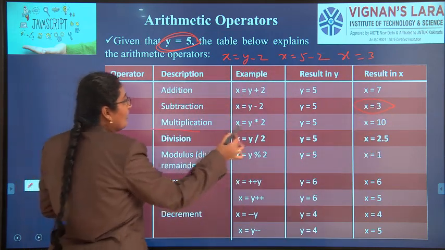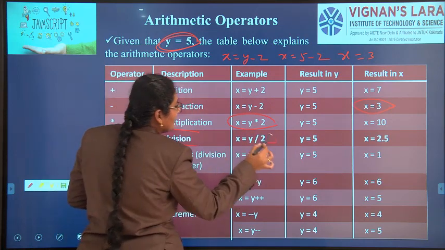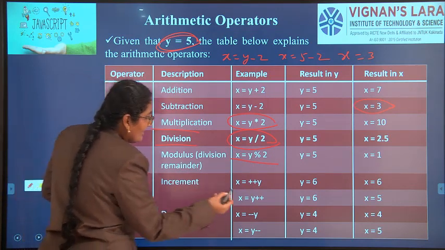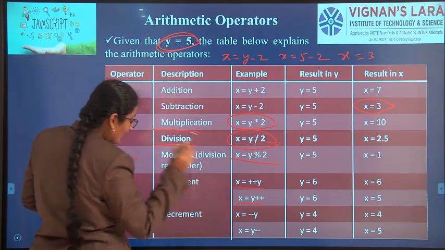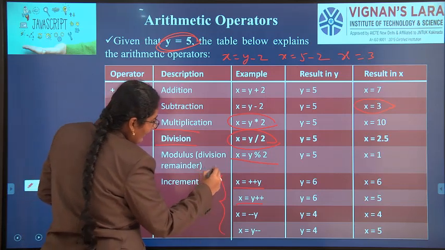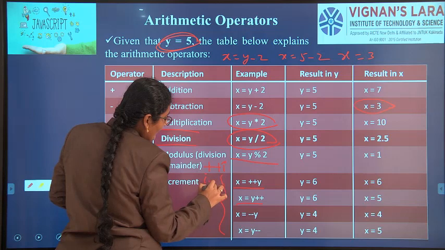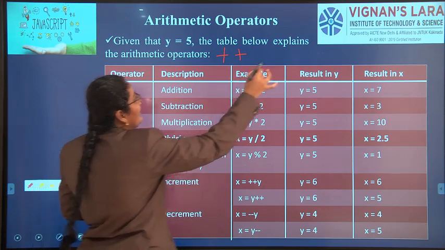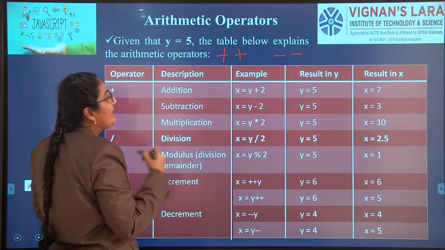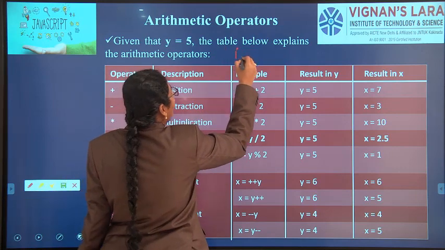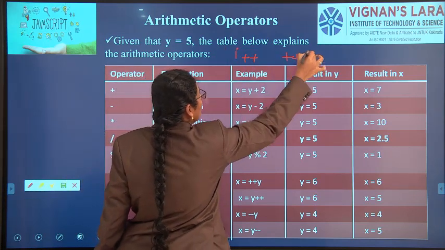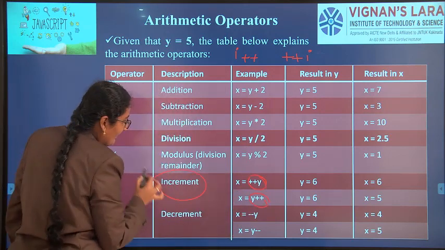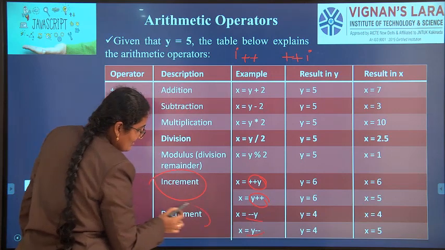Same way multiplication also, x equal to y into 2. Division, x equal to y by 2. Modulus, x equal to y modulus 2. Increment, x equal to y increment, x equal to y decrement. You can write i plus plus, and you have seen in many programming languages, plus plus is the symbol for increment, minus minus is the symbol for decrement. In any programming language you can write i plus plus, otherwise plus plus i also. Same way, plus plus y, y plus plus, nothing but increment. Minus minus y, y minus minus, nothing but decrement.